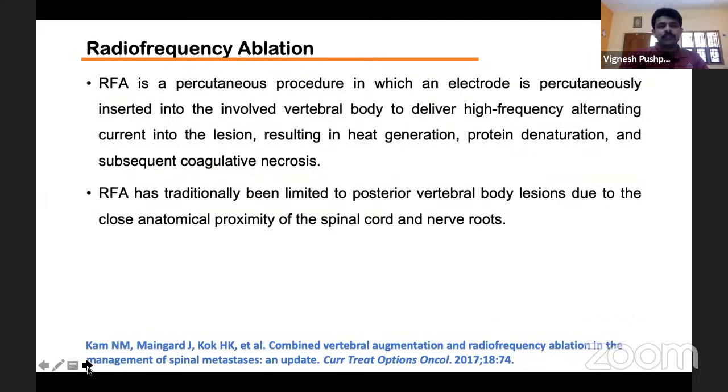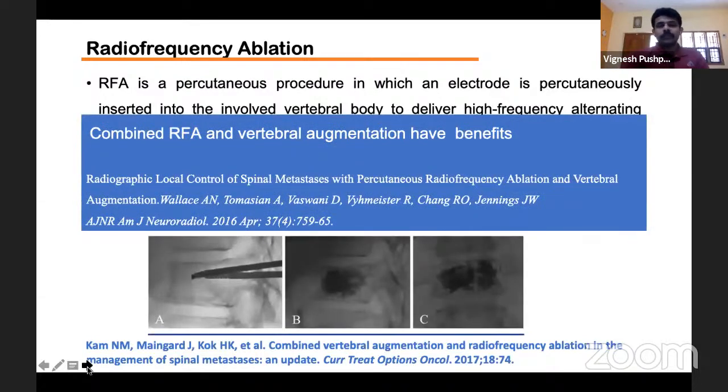Coming to radiofrequency ablation. Radiofrequency ablation is a percutaneous procedure in which an electrode is percutaneously inserted into the involved vertebral body to deliver high frequency alternating current into the lesion, resulting in heat generation, protein denaturation, and subsequent coagulative necrosis. Radiofrequency ablation has traditionally been limited to posterior vertebral body lesions due to the close proximity to the neural elements. Combined radiofrequency ablation and vertebral augmentation has benefit, which has been proved in a couple of papers, but which is also not mentioned in our paper.